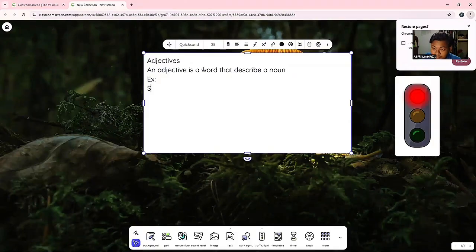size: big, small, teeny, or huge. And then color, the color like red, black, and blue.